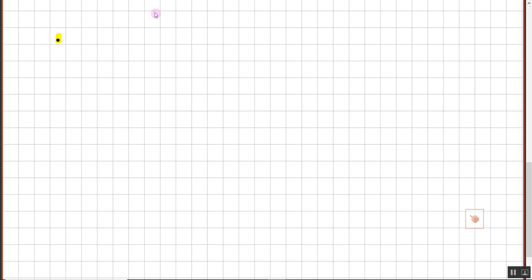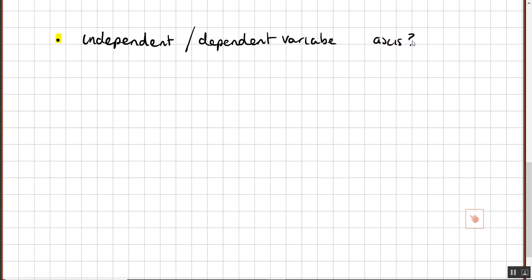The mean. That wasn't the first thing, actually. The X and Y axis. Okay, and what's the deal with the X and Y axis? The Y axis has to be dependent on the X axis. Okay, so we're talking independent and dependent variable, and the axis that it goes on. So you've got to make sure you understand and know about that.